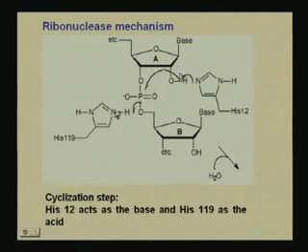Now, as soon as this proton is abstracted, there is a cyclic formation, forming a cyclic phosphate. You see what is going to happen is this O minus is going to attack this phosphate. Once it attacks the phosphate, this is going to be cleaved. Once this is cleaved, then this O is going to take up the hydrogen from histidine 119. So histidine 119 acts as an acid. Okay, so let's go through this once more.